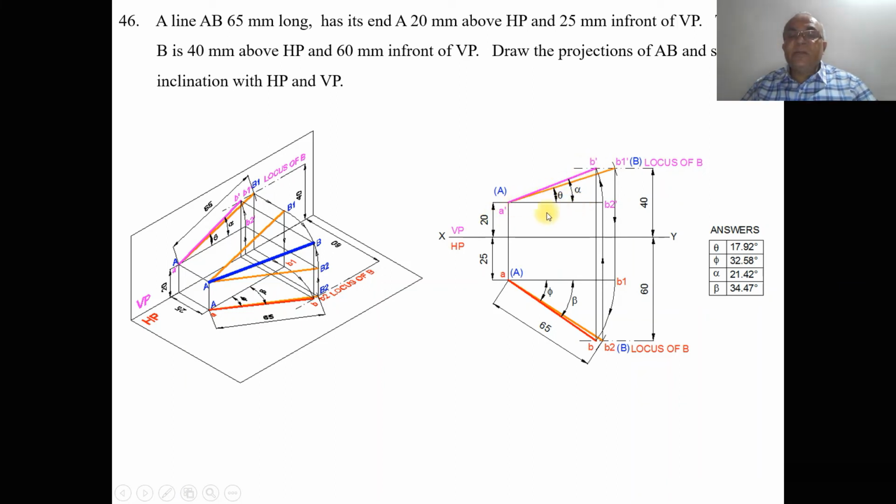By using the protractor, you measure the true inclination with respect to HP, which is theta, 18 degrees, and the apparent inclination with respect to HP, alpha, which will be 21 degrees. So show the dimensions, and this is how you will be able to analyze and solve this problem manually by using the sketchbook. Thank you.